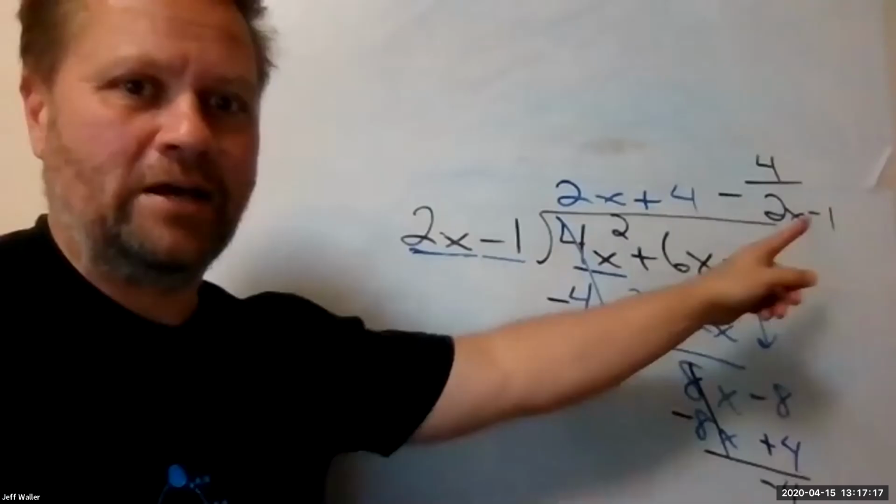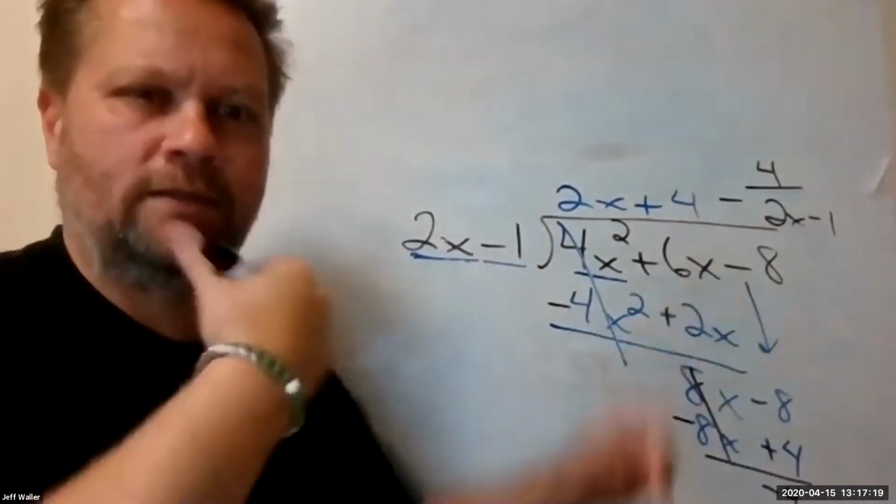The 2x minus 1 is on the bottom, same as always, right? Yes.